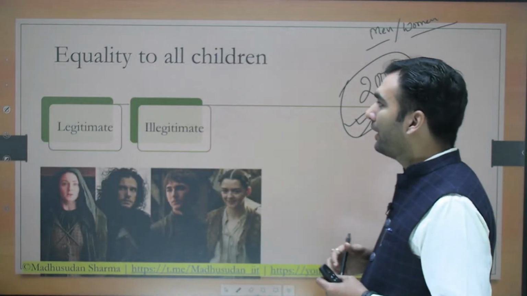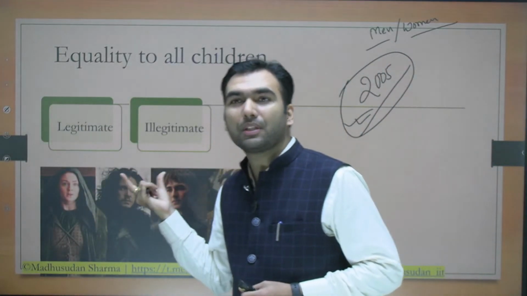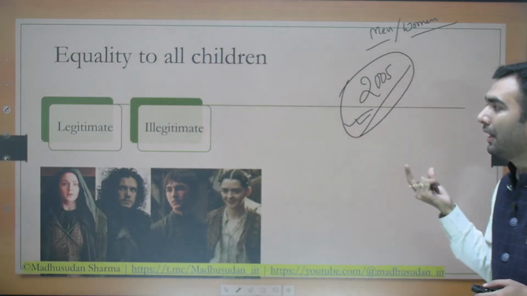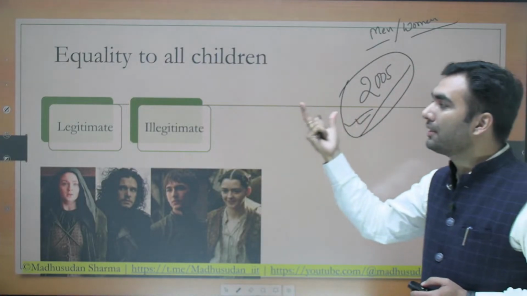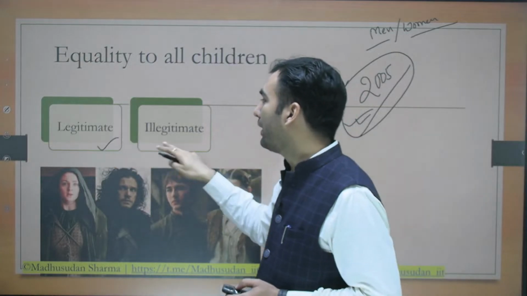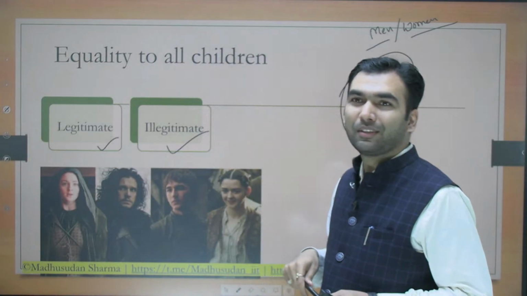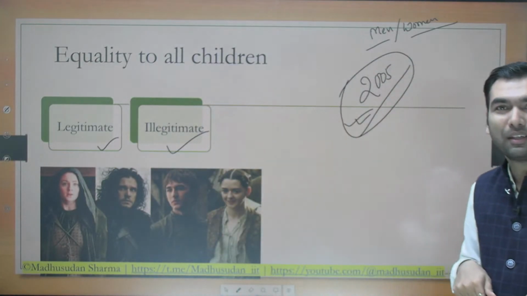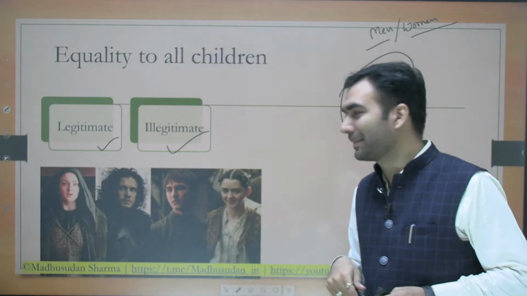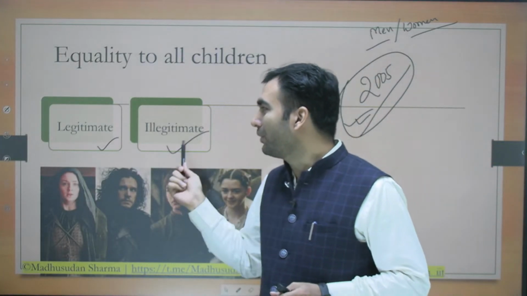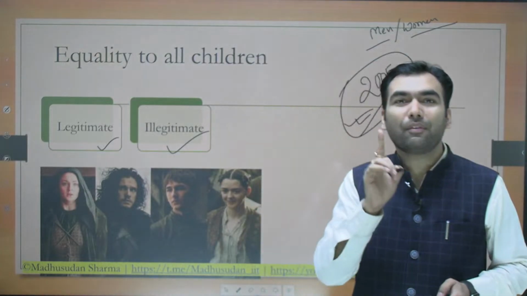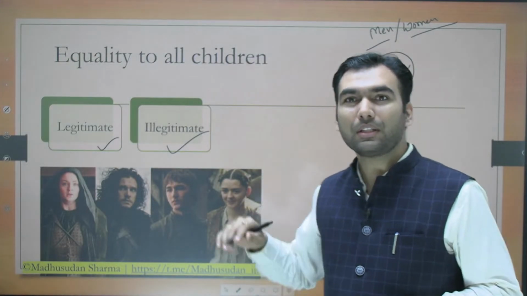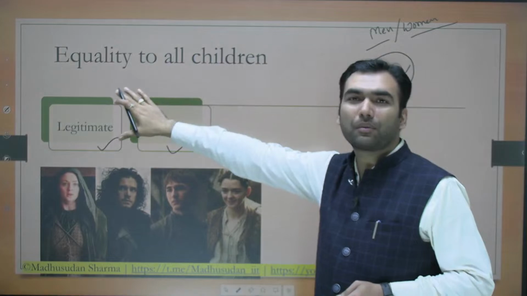Okay. Now here, this is another controversial provision, that it is saying that all the children, whether they are legitimate or illegitimate. So those who are fans of Game of Thrones can correlate with this, that whether you are legitimate or illegitimate, they will have equal rights. Now this is also something which is going to be very controversial.